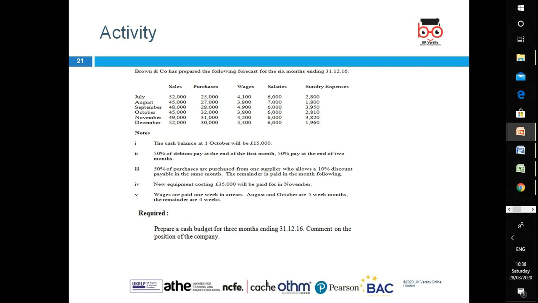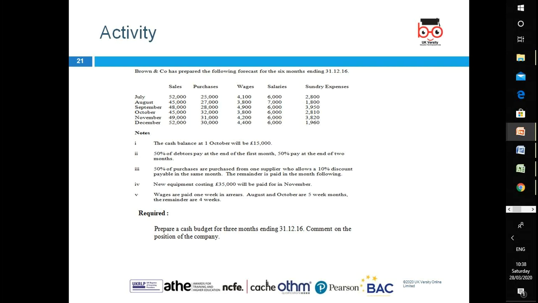Then purchases. 50% of goods we are purchasing from one supplier, and that supplier gives us a 10% discount. So what is 50% of 25,000? 12.5. And we're not paying the full 12.5 because they are giving us a 10% discount, so we will pay 90% of 12.5. That will be our cash outflow. The remaining 50%, which is 12.5, we will pay in the following month.